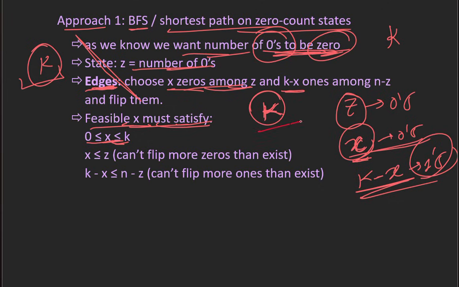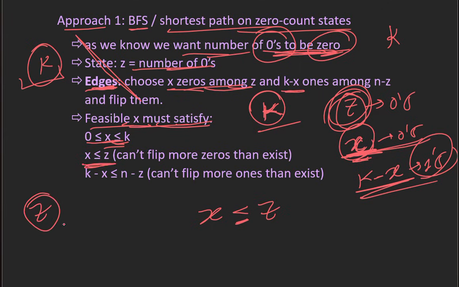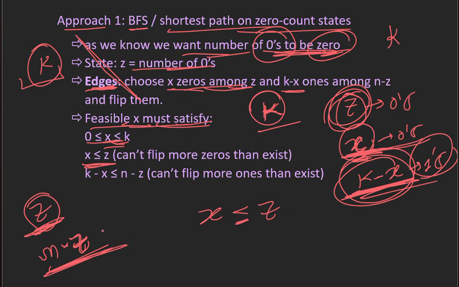This is what we are given. So this is the first condition. The second condition is that the number of zeros that we are flipping, that is x, should be less than or equal to the total number of zeros present in the string. That is, assuming the total number of zeros is z, x should be less than or equal to z. If the total number of zeros is z, then the total number of ones is n minus z, right? So the third is that k minus x, the number of ones that we are flipping, should also be less than or equal to n minus z. So these are the three conditions for the feasible x, right?